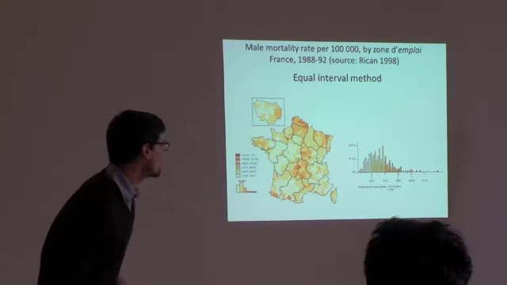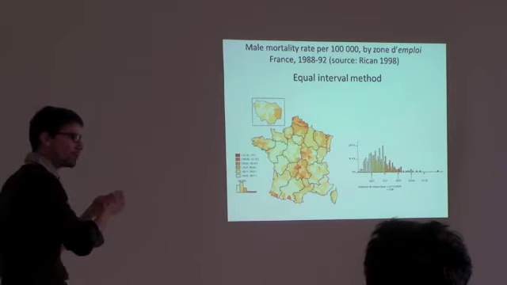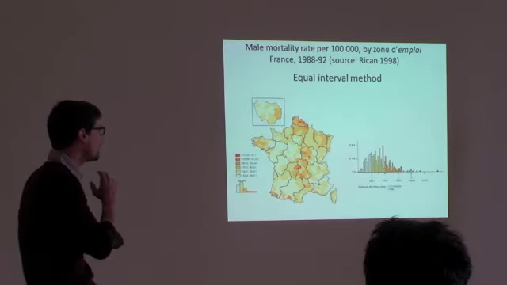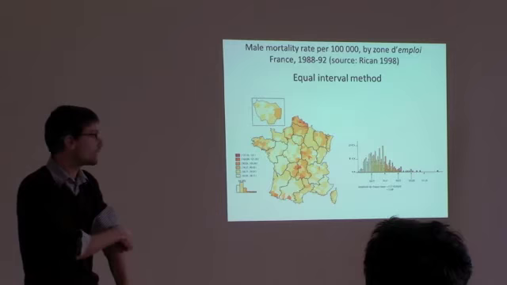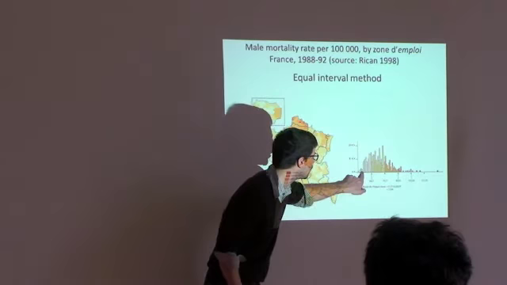This is another example, to illustrate the fact that the discretization method, the way you make the categories for the incidence or the indicator level, might influence how the map looks. This is a map of France, showing male mortality rate per 1,000 inhabitants by zone d'emploi, so it's a small district, for the period 1988 to 92. So, mortality rate in France by district. This gives you the distribution, so the number of districts for each corresponding value of mortality rate.